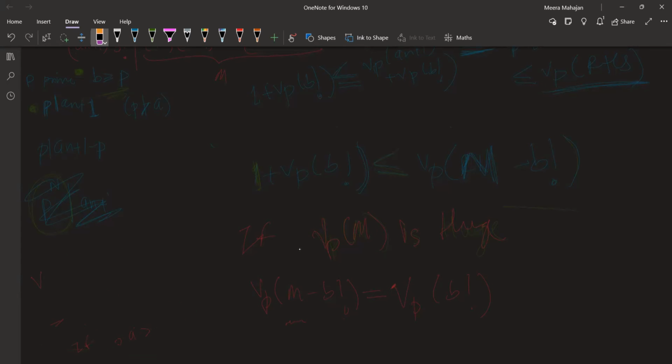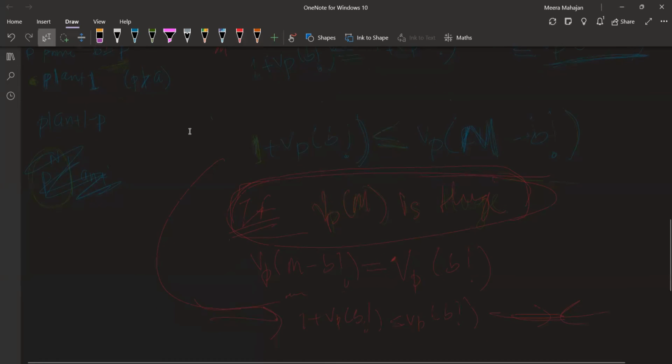So if we force this, if we take this, then from this equation we will get 1 plus VP B factorial is at most VP B factorial, which is a contradiction. And hence, if we somehow end up being successful here, we would be done. We would get a contradiction, not done.